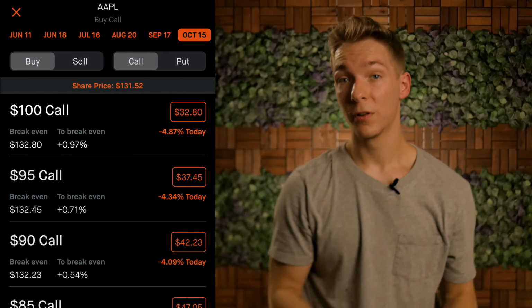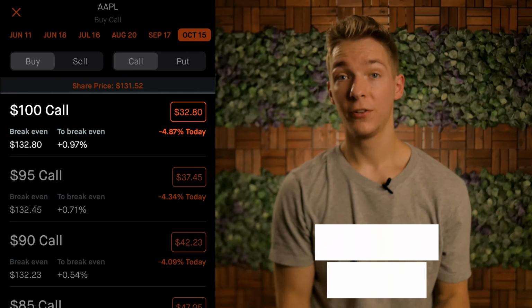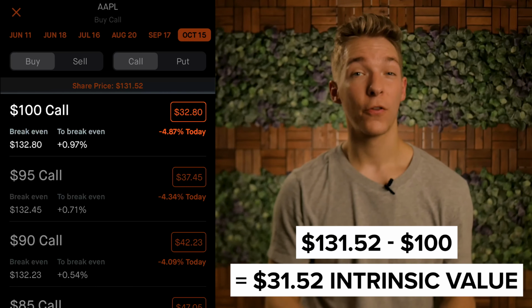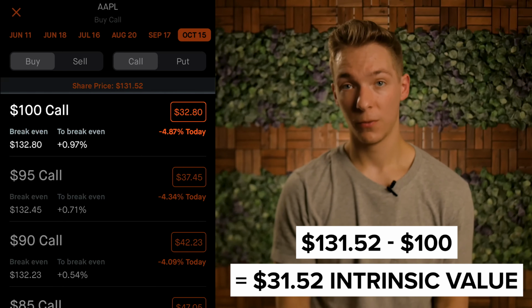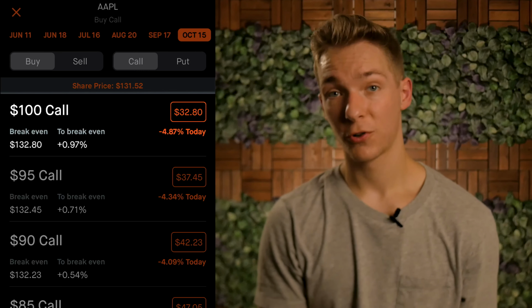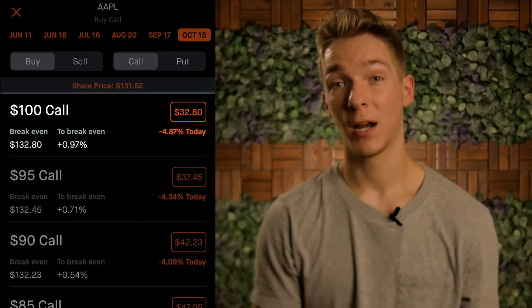If we look much deeper in the money, we can find a call option with a $100 strike price. At $32.80, this option has over $31 of intrinsic value, which means very little is left to extrinsic value. In contrast to the $130 strike price, this contract only requires that Apple stock moves up 1% for you to make a profit.